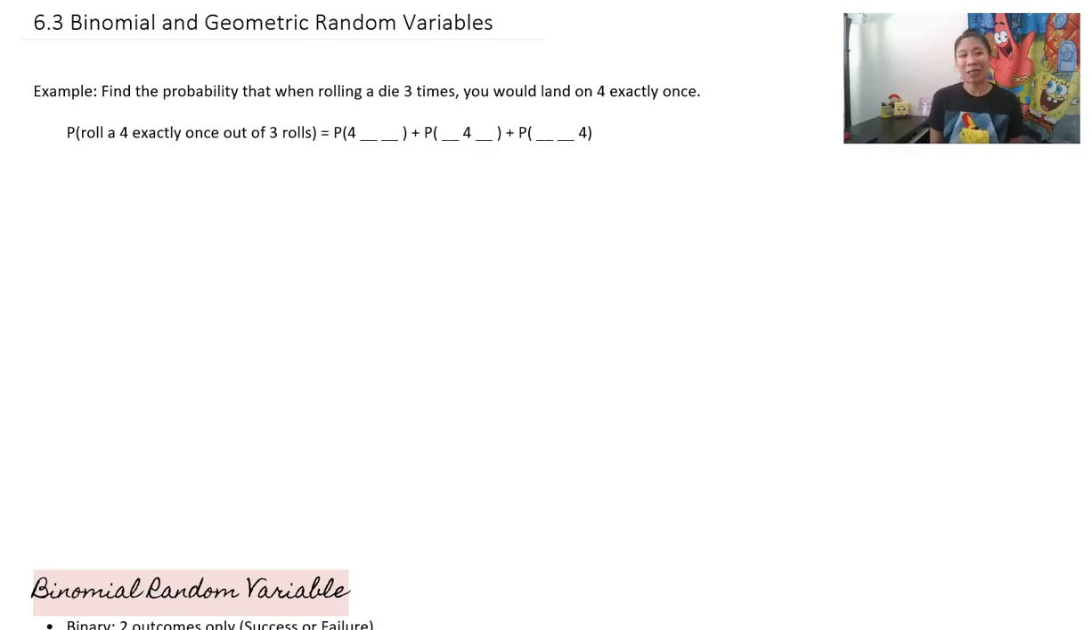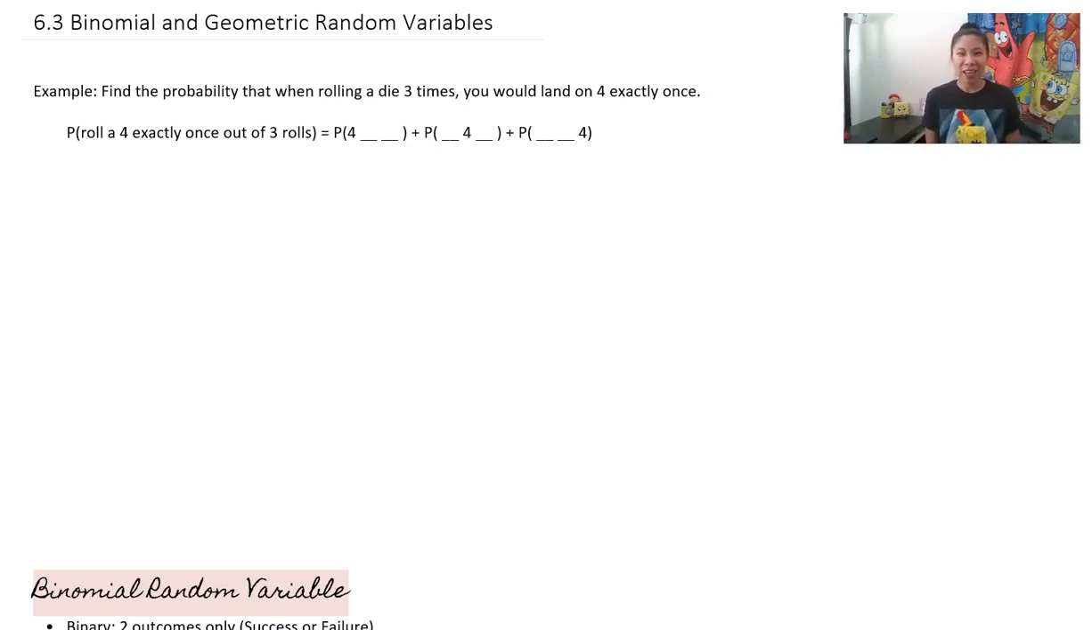So this section, I'm actually splitting into two parts. The full section is going to be binomial and geometric random variables, but today I'm only going to talk about binomial random variables. Before I even get into it, I want to start off with an example. When we talk about binomial random variables, I want to demonstrate what the situation is going to look like.